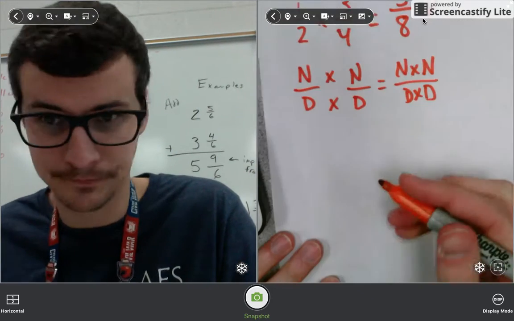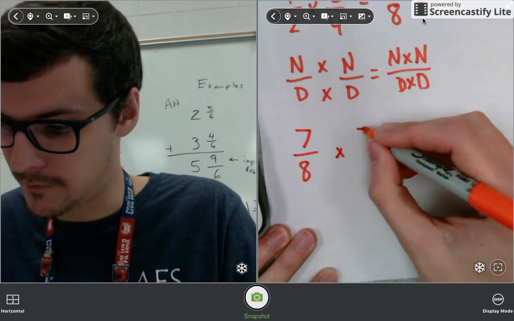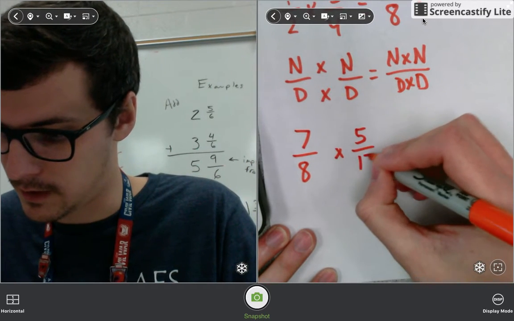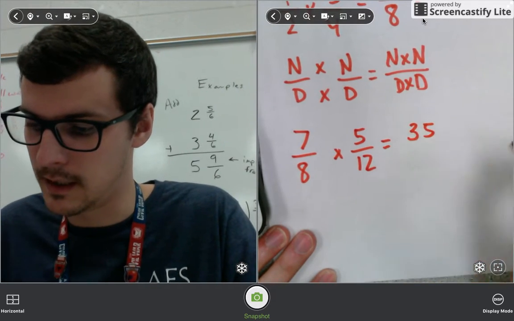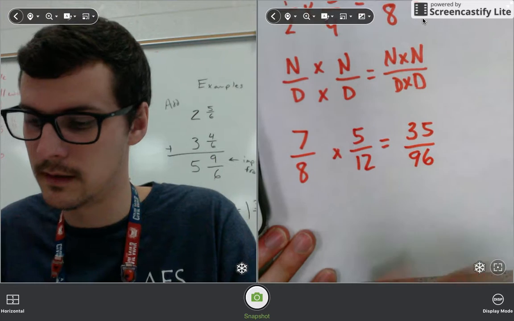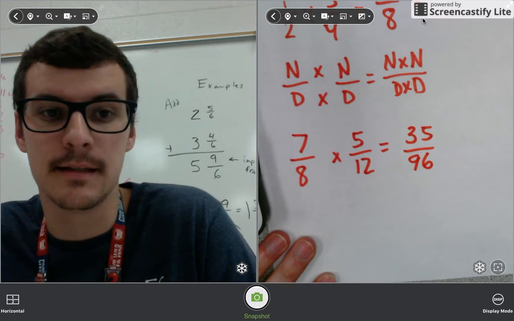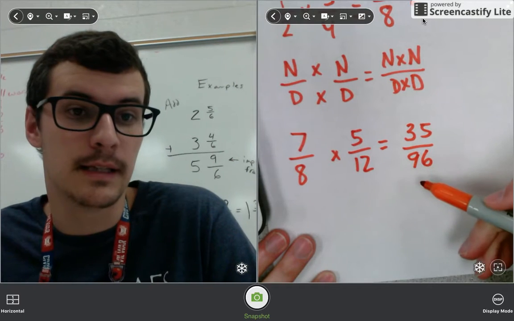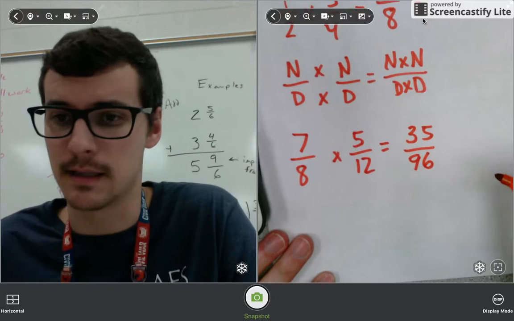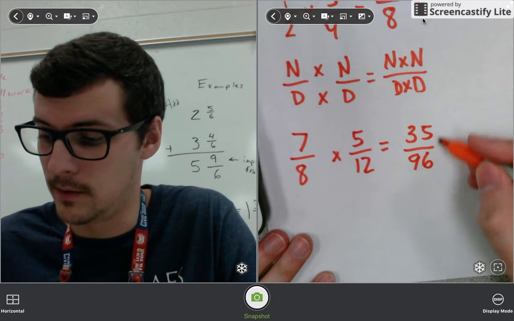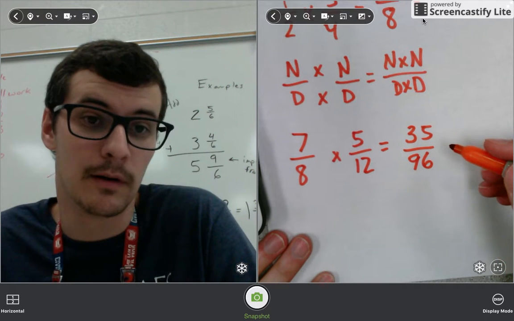Let's look at a couple more. So like 7/8 times 5/12. 7 times 5 is 35. 8 times 12 is 96. 35 over 96. Now what I could do is see, can I reduce this? So when we're talking about simplest terms and we want to say, is 35 over 96 in simplest terms? Well, I know that this is an even number and that is an odd number. So 2 would not work on this.